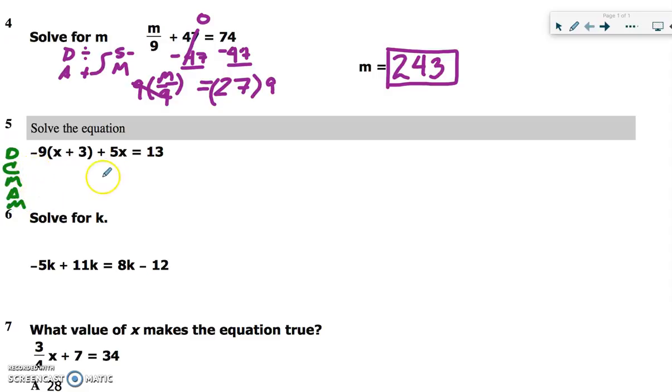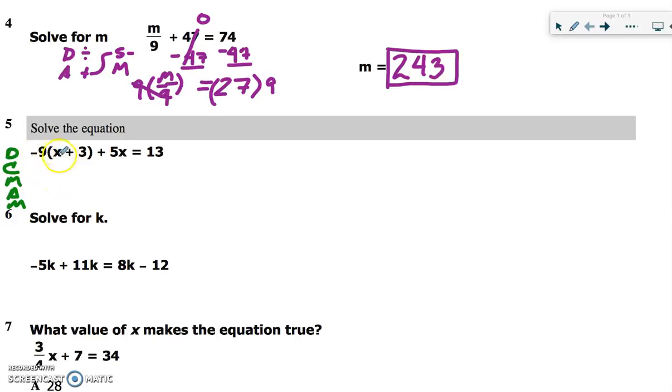An acronym that we use in class: when you see parentheses, distribute if necessary, combine like terms on each individual side separately, then move your variables to one side and your constants to the other side, and then undo addition or subtraction, then undo multiplication or division.